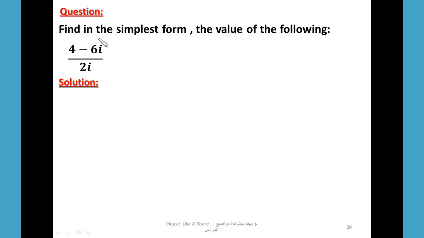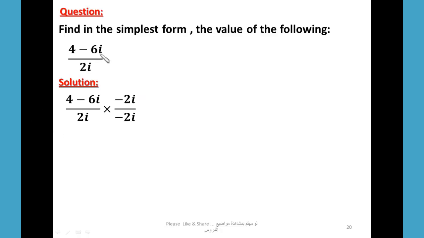Question: find in the simplest form the value of the following: 4 minus 6i over 2i. Now you can take a break, solve it by yourself, and review the solution.